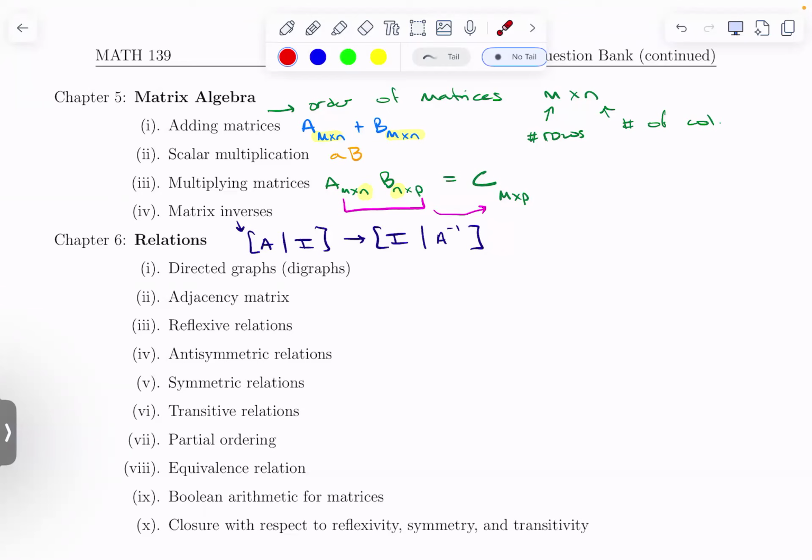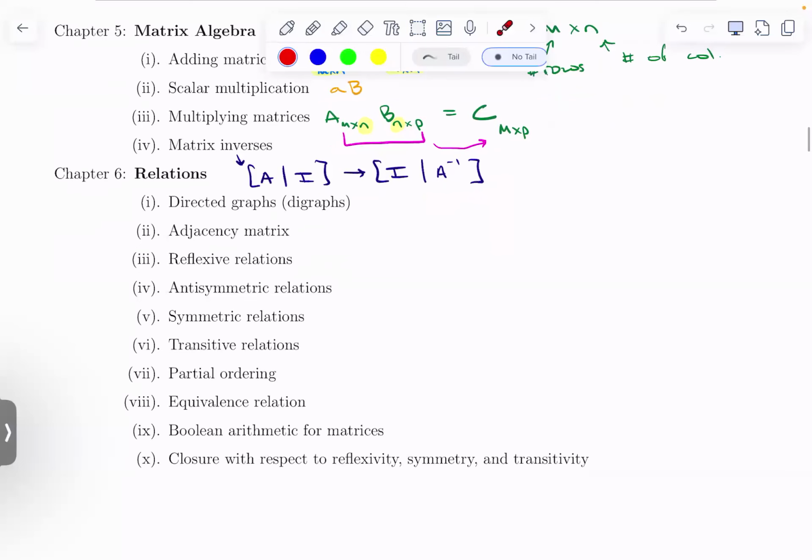Last section, relations. There's a lot of bullets here, but they're all just definitions, so it's not too bad. Relations are what we did last day. The directed graphs, right? A graph of the relation. We also mapped the relation using the adjacency matrix, right? What does it mean to be reflexive? It's going to be reflexive if all the nodes have self loops.